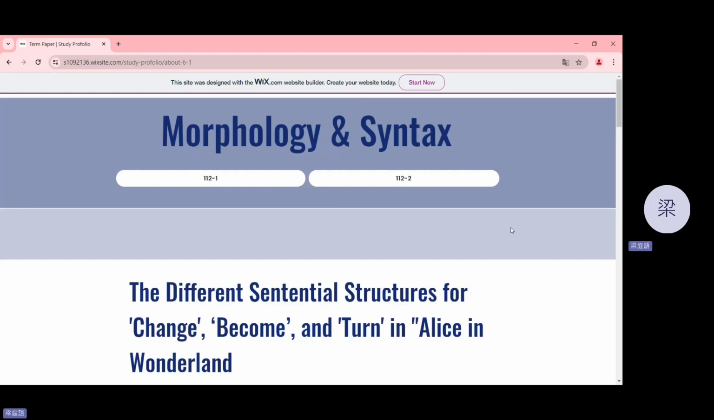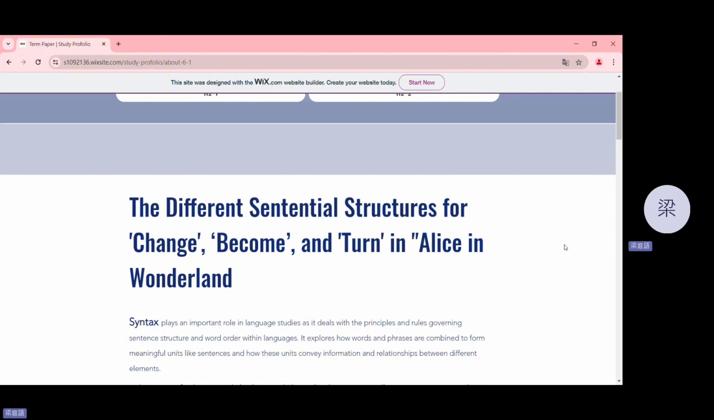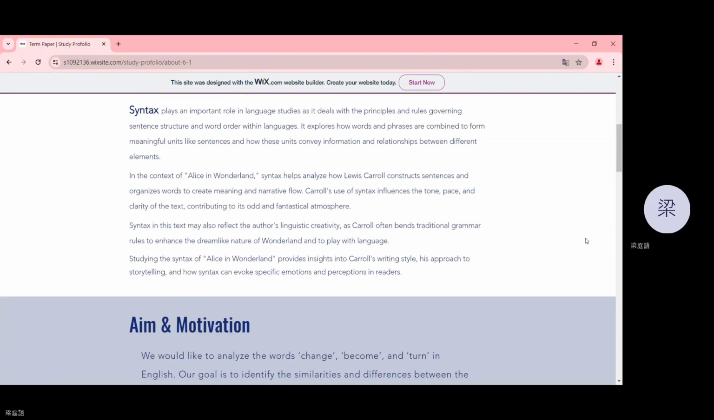Next is the whole project of our term paper. The different sentential structure for change, become, and turn in Alice in Wonderland. Syntax plays an important role in language studies, as it deals with the principles and rules governing sentence structure and word order in languages. It explores how words and phrases are combined to form meaningful units like sentences and how these units convey information and relationships between different elements.